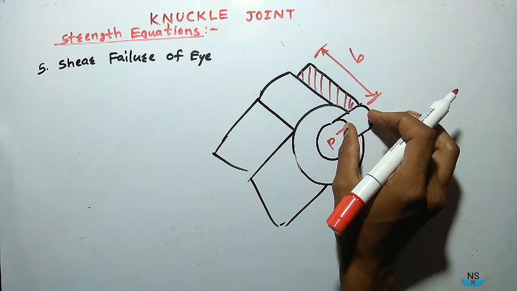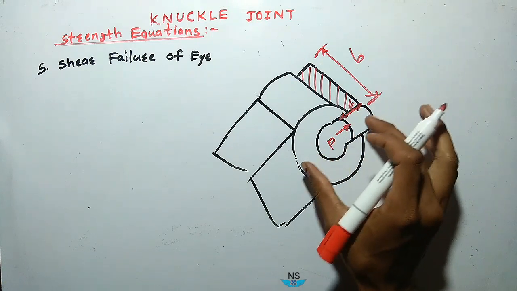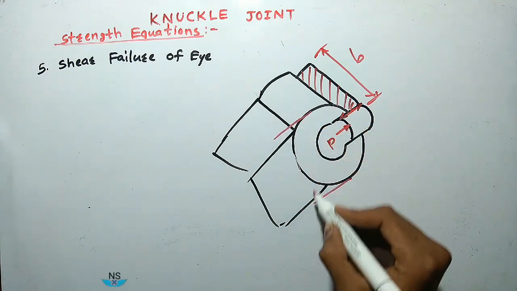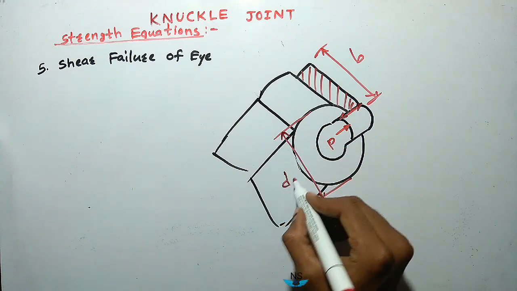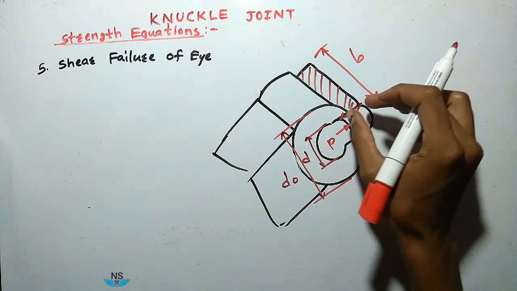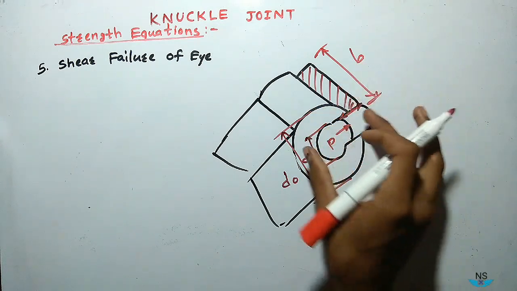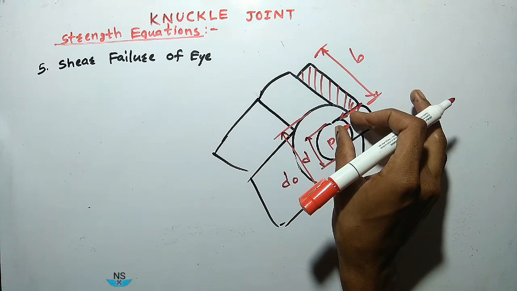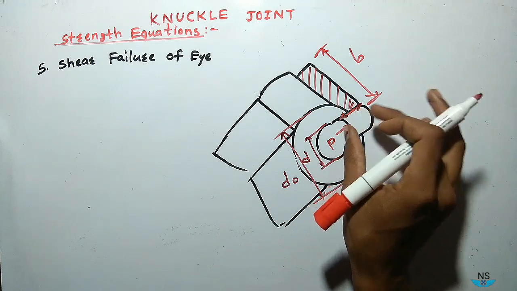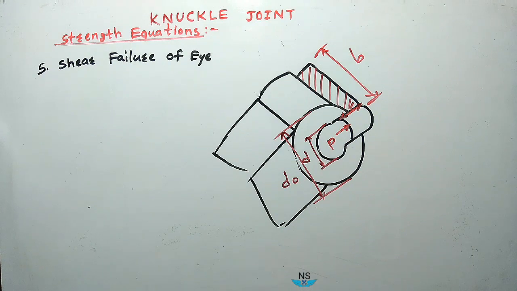Now what is the dimension of this ring? This is the diameter D naught. Now this is diameter D. So this dimension is D naught minus D. This ring will remain divided by 2. You get this dimension. So shear failure is there.